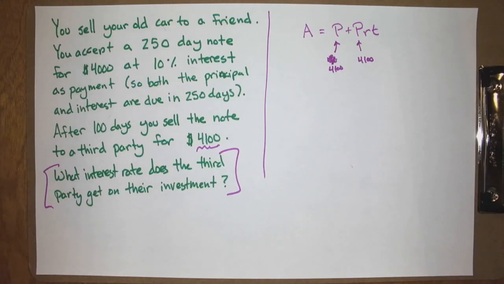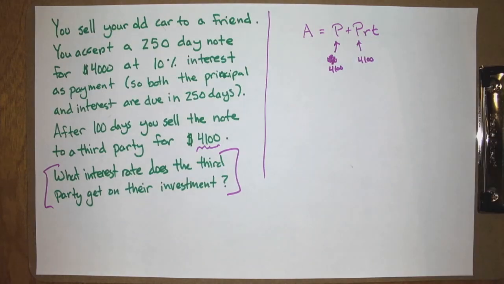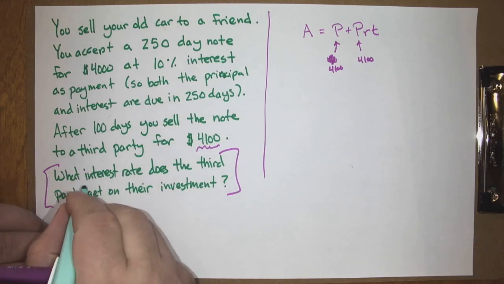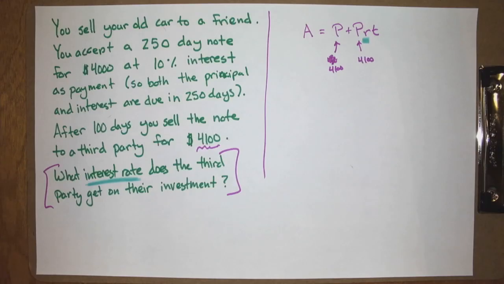What else can we say about this? Well, we're trying to solve for R, because the problem says what interest rate. So we should not try to figure out R from the problem. We should try to figure out T and A. So which one do you want to do? T or A? We're going to do them both.